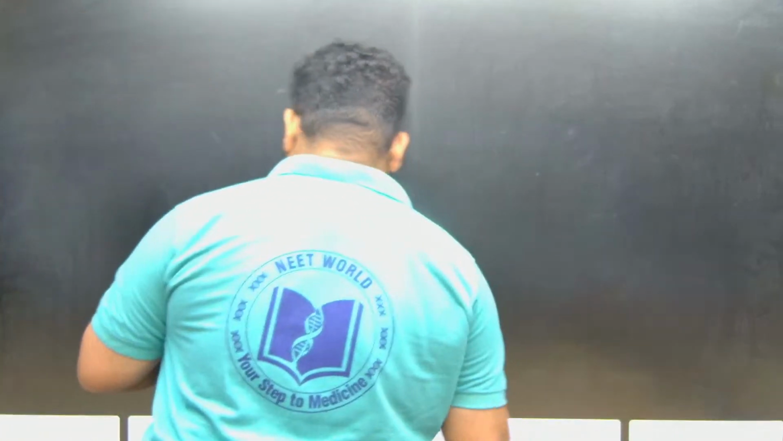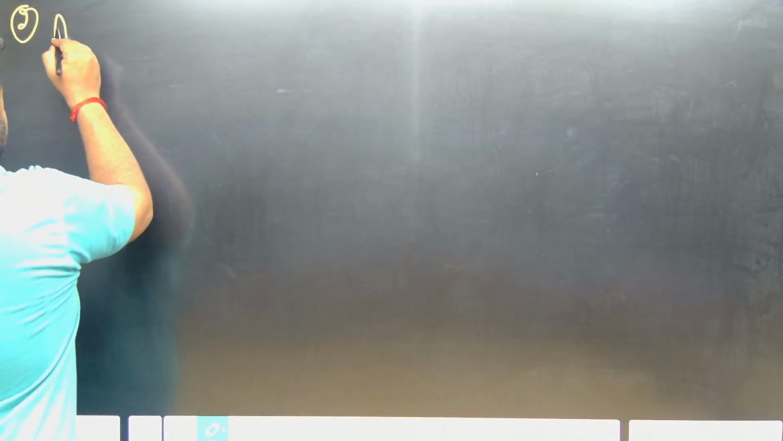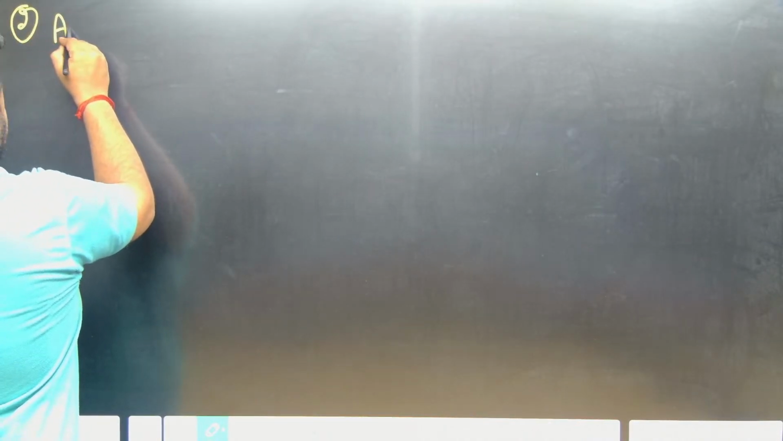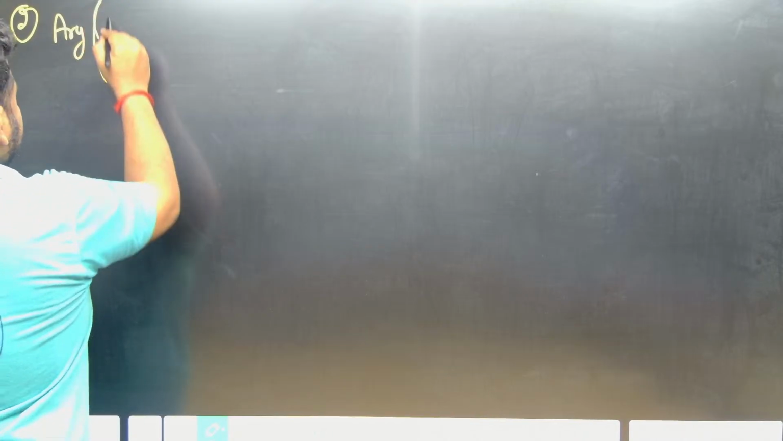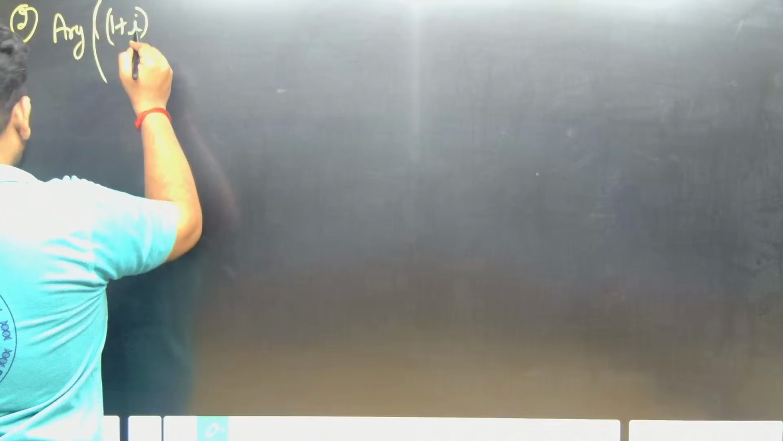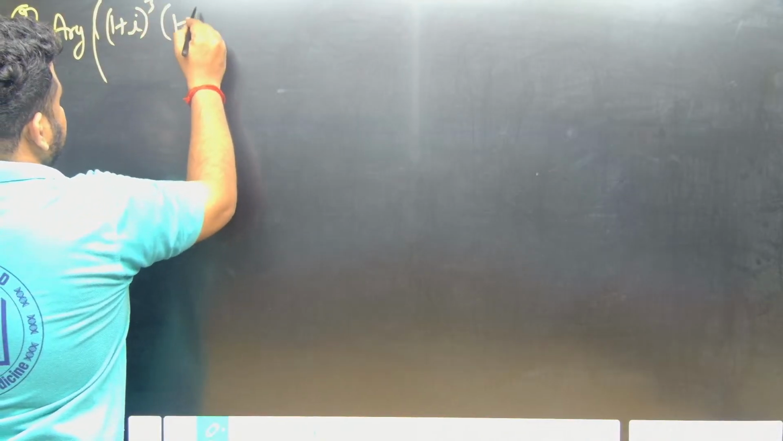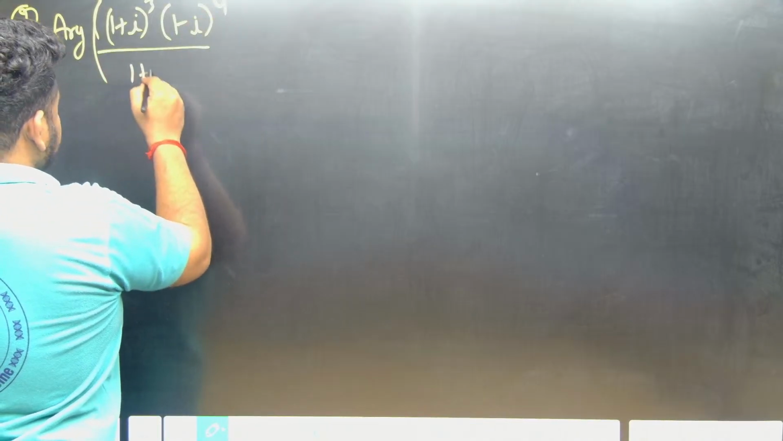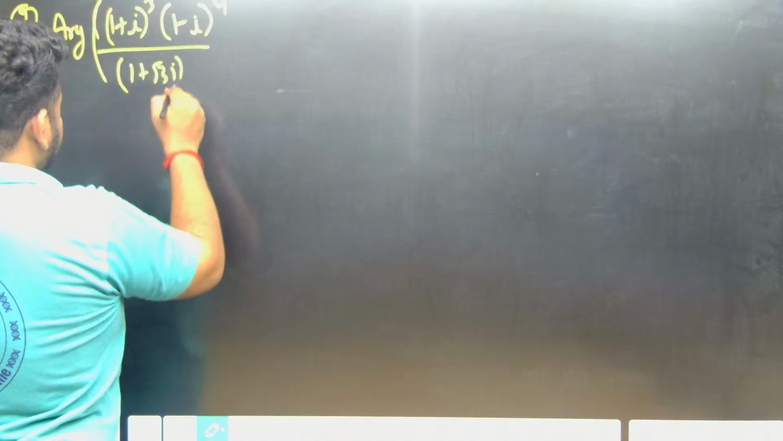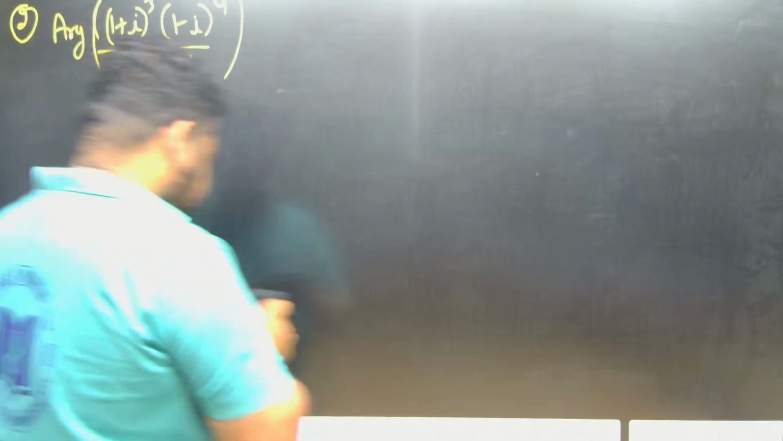Next question, let us take up now. The second question. They are asking us to find the argument of (1 plus i) whole cube into (1 minus i) whole to the power of 4, divided by (1 plus root 3 i) whole square. So they are asking us to find the argument. That's it, we are having the questions.